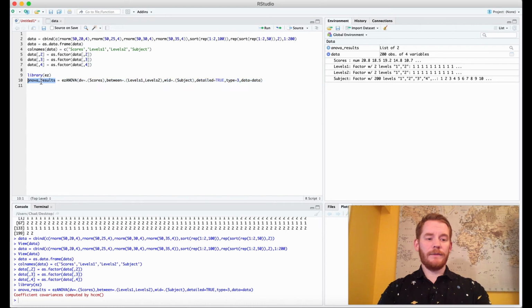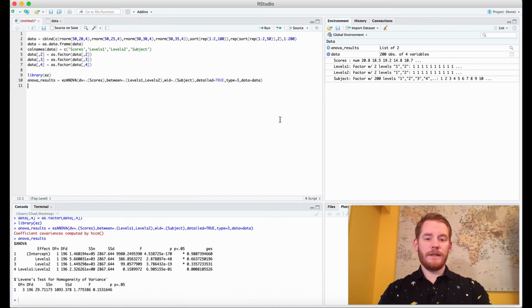Now, what we get are our results here. So the first thing you'll see is it gives us our homogeneity of variance assumption check with the Levene's test, which is pretty cool. And we see that there is no violation of this assumption. So great, we can move on. Then what we have here is an intercept, but ignore that. We have our first factor, our second factor, and then our interaction. So this is our main effect 1, main effect 2, and our interaction effect.